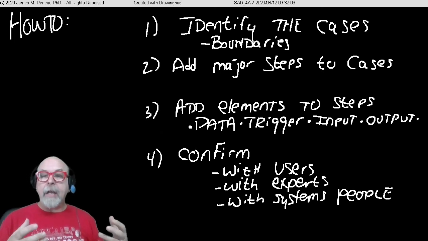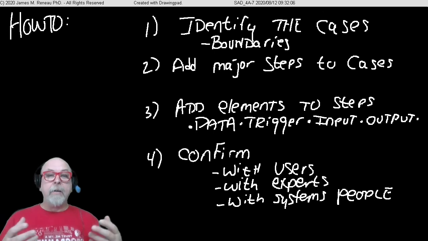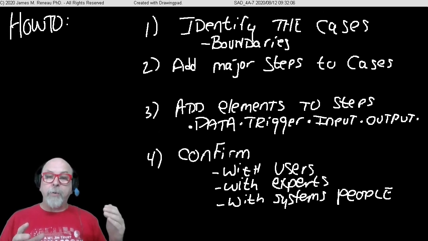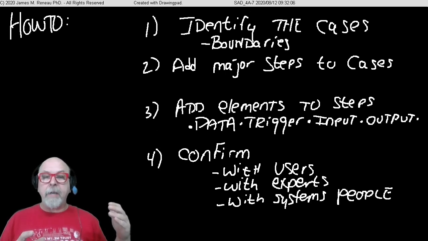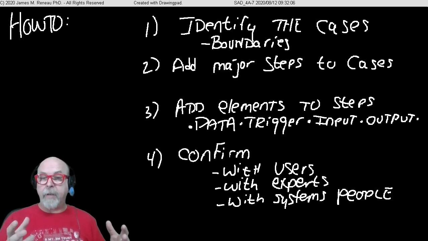Then go in and create a casual form and add the major steps to the case. Then take that casual form and start adding elements, adding all of the things, the data flows, the triggers, the inputs, the outputs, and all of those things. And as you're doing steps 1, 2, and 3, also always be confirming the use cases that you've created and where you are in your analysis with your users, with experts, and with the other people in your systems development group.